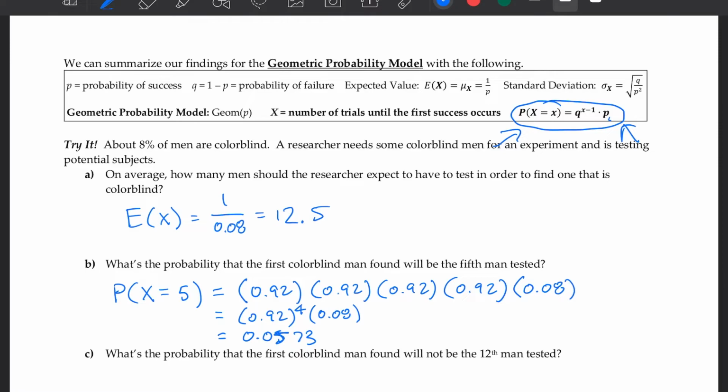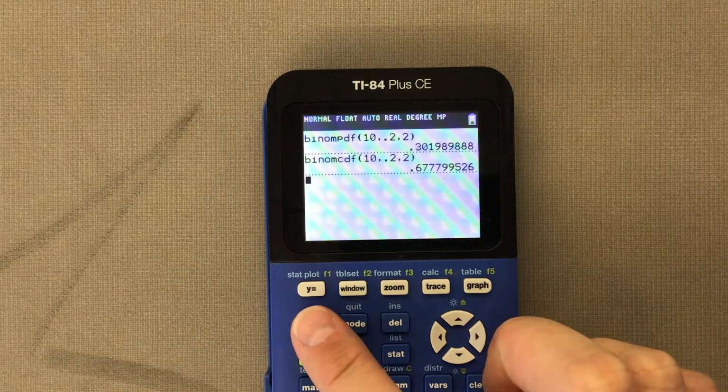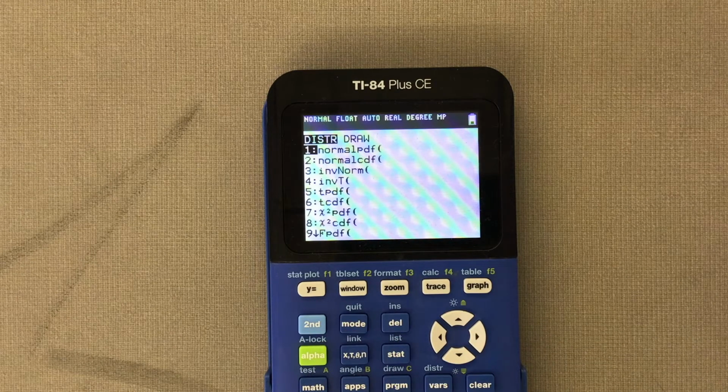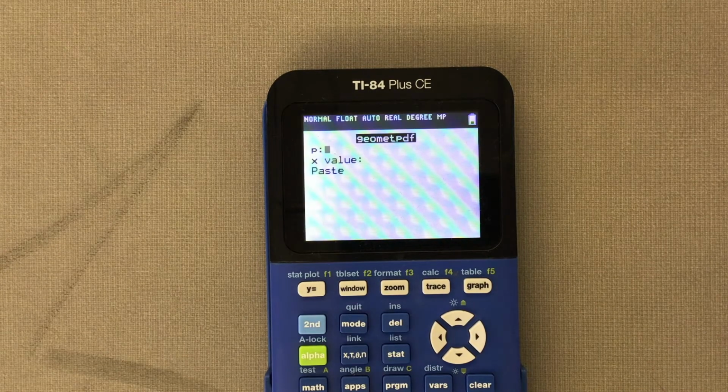Well, as you probably guessed, your calculator can actually do this too relatively quickly. This was pretty quick, but you will start to see that sometimes we'd want to use the calculator to make it way more efficient. So let's jump over there. All right, so we've gone through binomial, let's go geometric. So a geometric PDF, I bet you probably could have done this without the video, but I'm going to show you anyways. Second, vars, taking us to our distribution menu, head all the way to the bottom, and at E is geometPDF. So go ahead and hit enter.